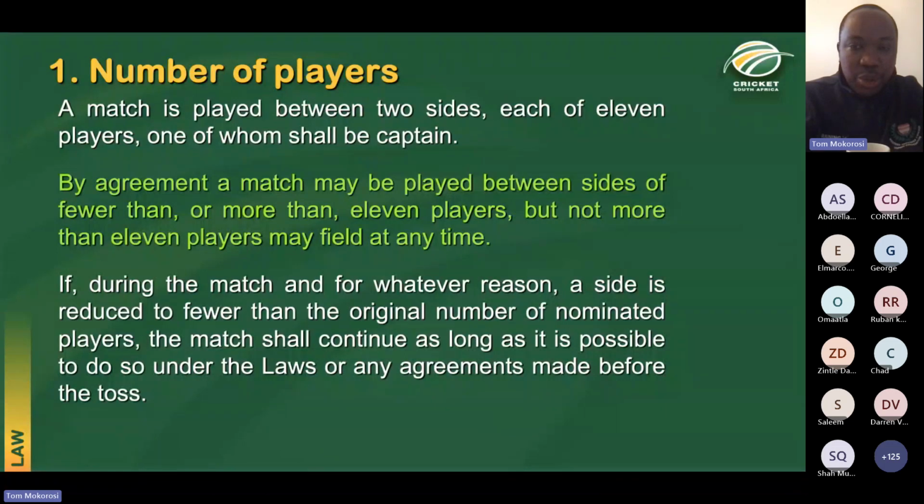And if they do not have a minimum of 7 players available and ready to play at the ground 30 minutes after the scheduled start of play, then that defaulting side forfeits the match and the non-defaulting side is awarded the points for that particular match. Okay, so that is a playing condition for Western Province Cricket Association. And throughout the laws, we will differentiate if there is a difference between law and playing conditions.